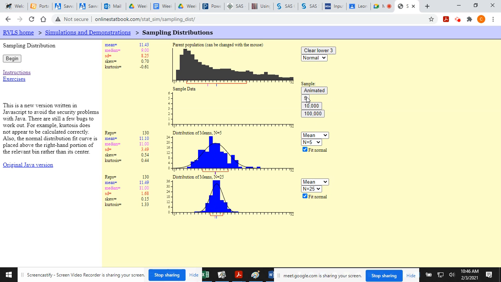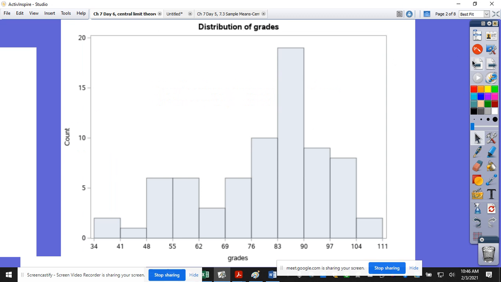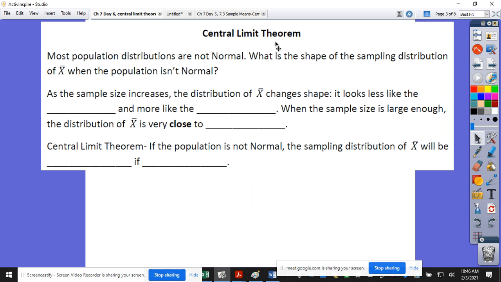So like that one, you can see we still see a little bit of that right skew here, but we see it a whole lot less when we get to 25. So going to the notes that are in front of you, on the part that we have not filled in yet.